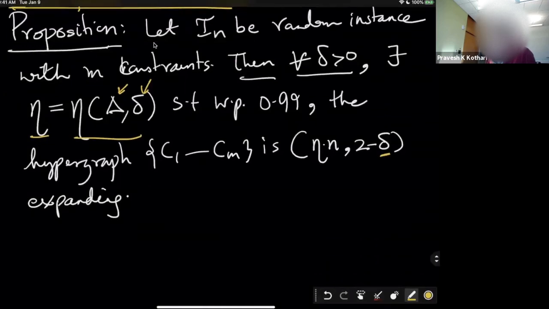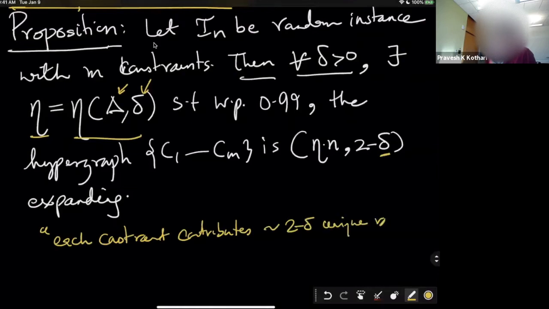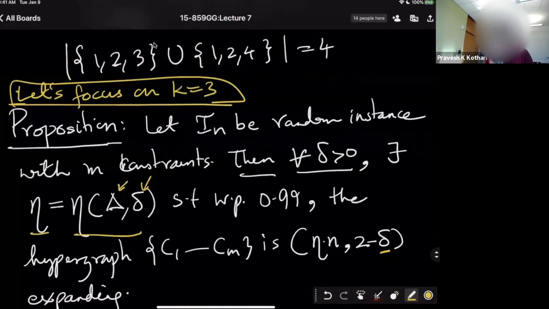So let's maybe say this: each constraint contributes 2 minus delta unique variables on an average. Okay, and that's what this proposition is saying. In particular, this hypergraph C1 up to Cm is eta n comma 2 minus delta expanding.